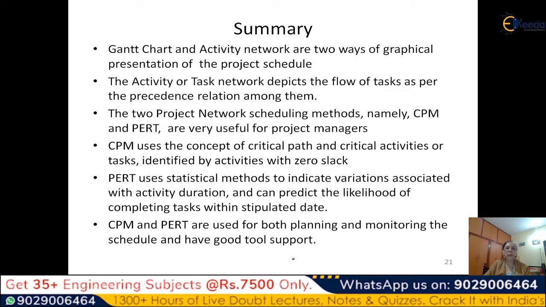And this is the summary. So we have gone through the Gantt chart and the activity network. And we have shown that there are two ways of graphical presentation. And we have used the activity or the task network to depict the flow of tasks. So we have taken some problem here. We have used the precedence relation to create the activity network and how the task will flow.